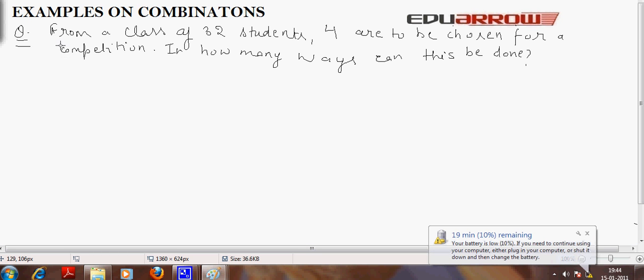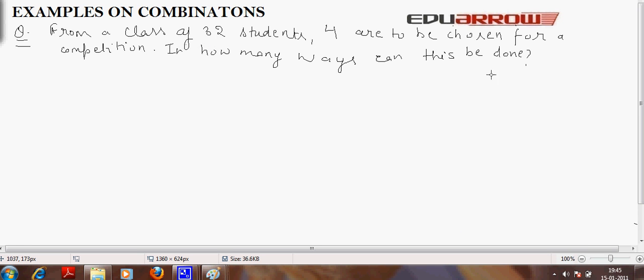In this example it is given that from a class of 32 students, 4 are to be chosen for a competition. In how many ways can this be done? Since the required number of ways will be 32C4, because n is equal to 32, that is the number of objects, the number of students is 32, and 4 are to be chosen out of 32. So r is equal to 4. Replacing n by 32 and r by 4, we get this.